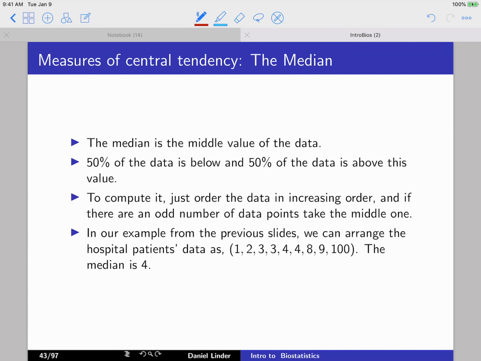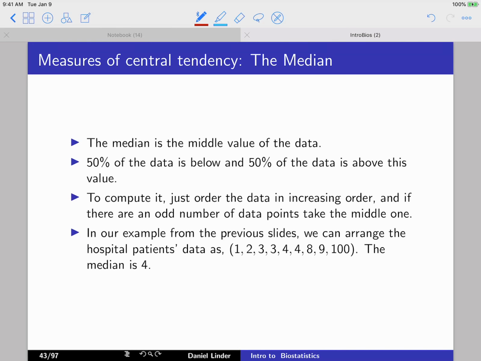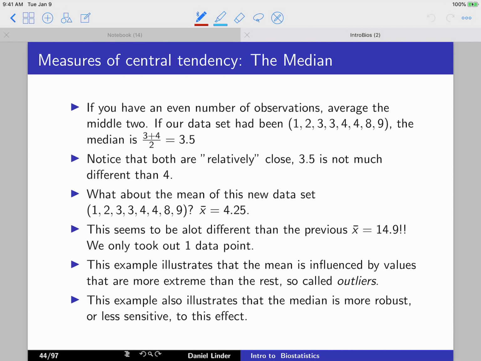So again, the median is a relatively simple thing to compute too. So you may ask, well, what if you have an even number of observations? How would you compute the median? Then there's really not a middle observation, but there are kind of two middle observations. So let's look at the data set of the hospital patients, but let's take off one of the observations. Let's take off this 100. It's the exact same data set, except we've taken the 100 out.